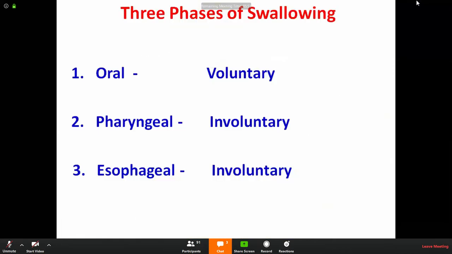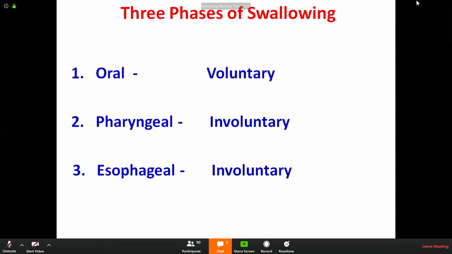Then there are the phases of swallowing. Once mastication has completed, the food is swallowed. Swallowing, or deglutition, is also a reflex. The swallowing process has three phases.